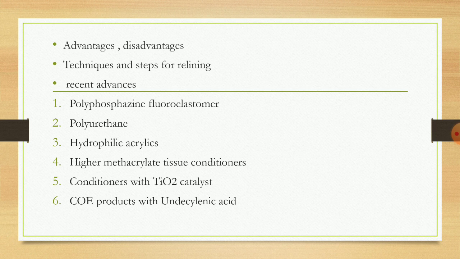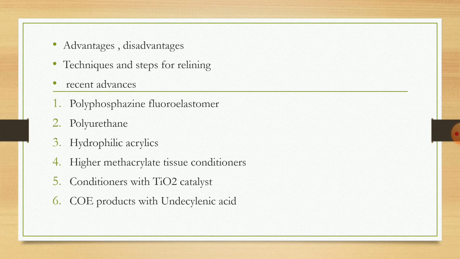Next comes techniques and steps for relining. In this case, we need to explain what procedures we carry out at the time of relining, like what changes we make in the denture. We trim the denture borders by around 1 to 2 mm, and then we go for the relining. There are two methods, direct method and indirect method of relining. So about that we need to mention.